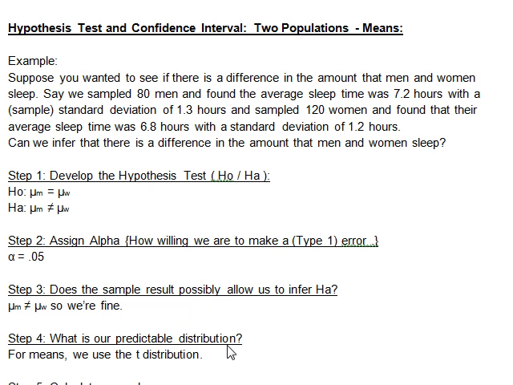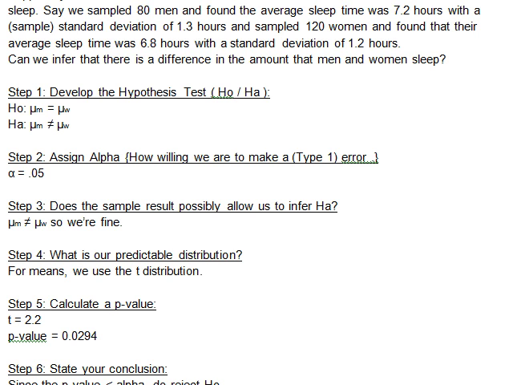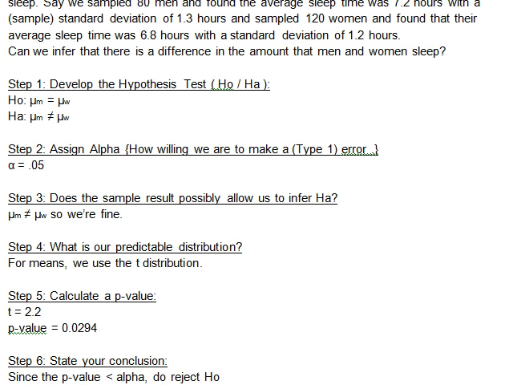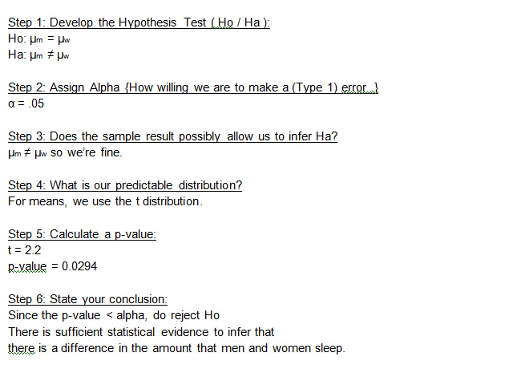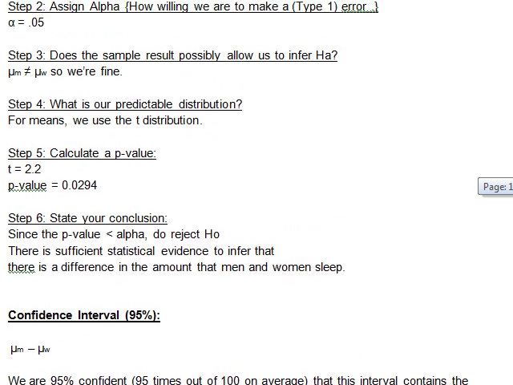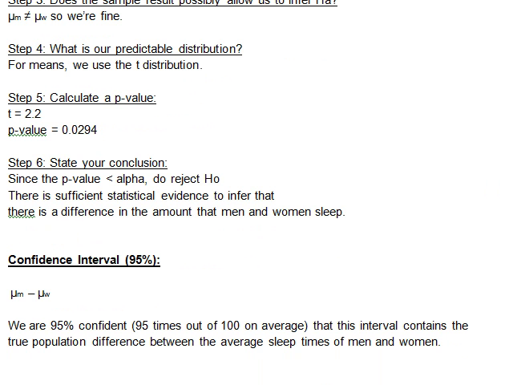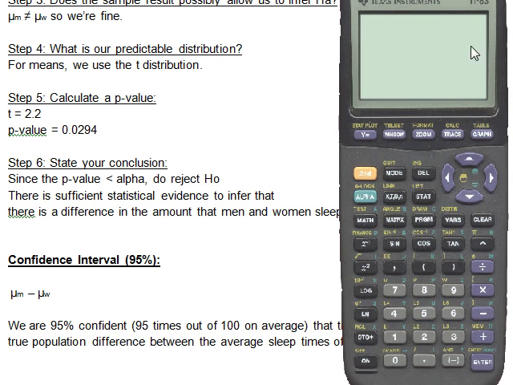Step 4, what's our predictable distribution for the difference between two sample means? And for means, we use a t-distribution because we don't know sigma. Okay, so the next step is we calculate a p-value, and we'll do that via the calculator, and then we'll do a confidence interval.